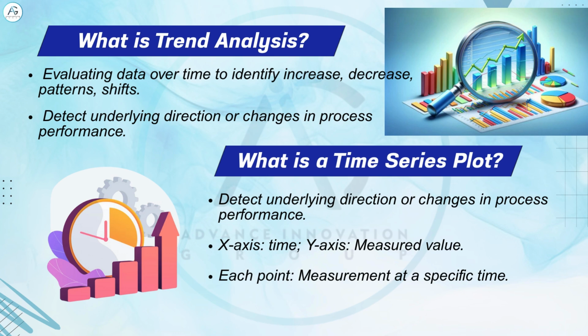A key tool for this kind of analysis is the time series plot. A time series plot is a graph that shows how a measured value changes over time. The x-axis represents time: days, weeks, shifts, etc. The y-axis shows the measured value, like output, defects, or waiting time. Each point on the plot is a single measurement at a specific point in time. When you connect the points, you can visually see the direction of change, which is exactly what trend analysis is about. This makes the time series plot one of the most intuitive tools for tracking process behavior over time.